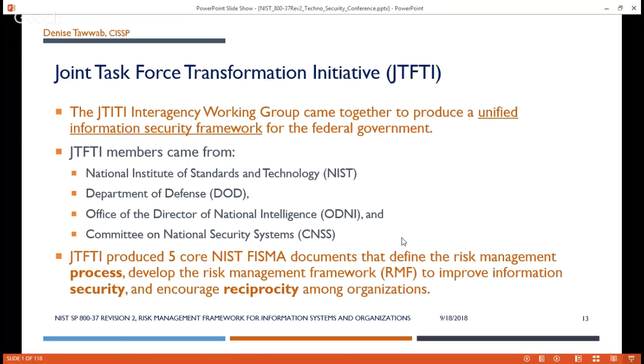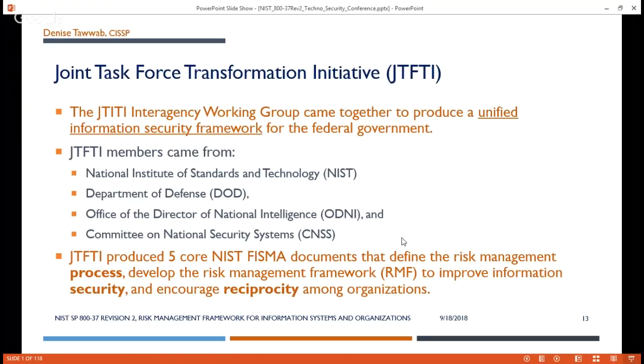Those members came from NIST, which is the National Institute of Standards and Technology, the Department of Defense, ODNI, the Office of Director of National Intelligence, and the Committee on National Security Systems. So these four organizations came together to produce a security framework for the federal government to use. Out of that, they produced 5 core NIST FISMA documents that define the risk management process, develop the risk management framework to improve information security, and encourage reciprocity among organizations.